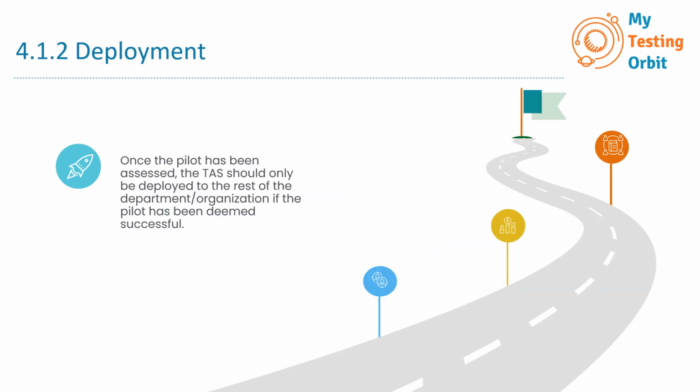Once the pilot has been assessed, the TAS should only be deployed to the rest of the department or organization if the pilot has been deemed successful. Rollout should be undertaken incrementally and be well managed. So after evaluating the pilot, if it's successful, we should gradually introduce the TAS to the entire department or organization, making sure that it is well managed along the way.